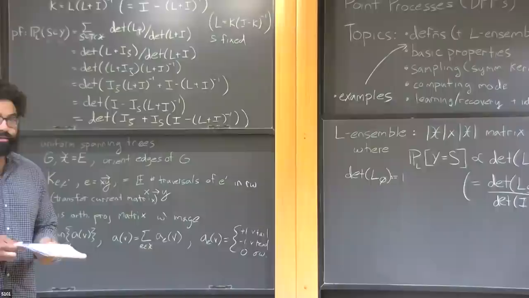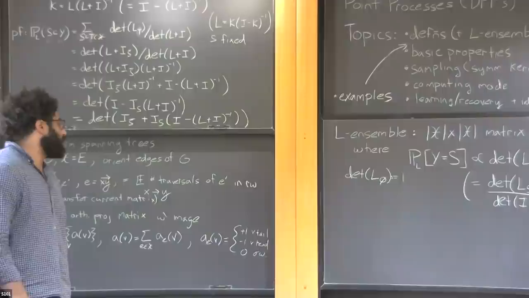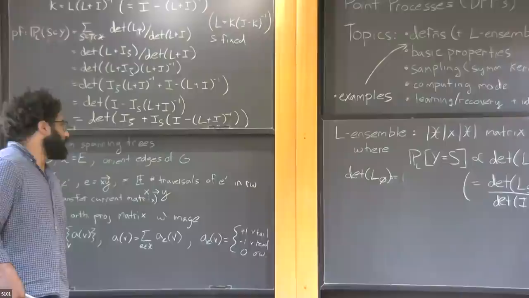Is there any other matroid whose bases, the uniform distribution on its bases, is a DPP, except for spanning trees? Not that I know of.